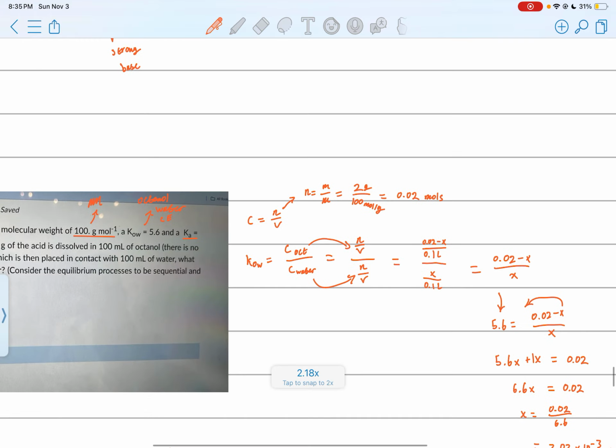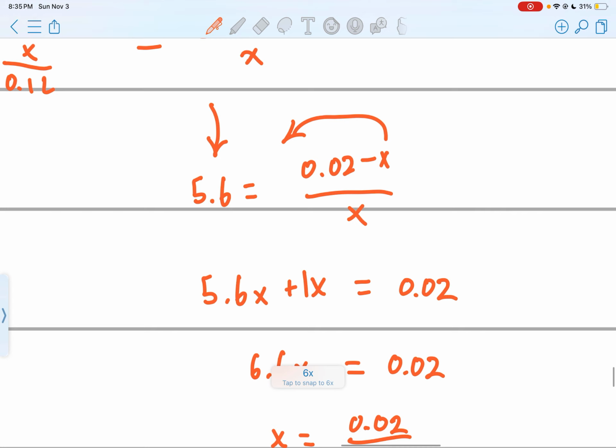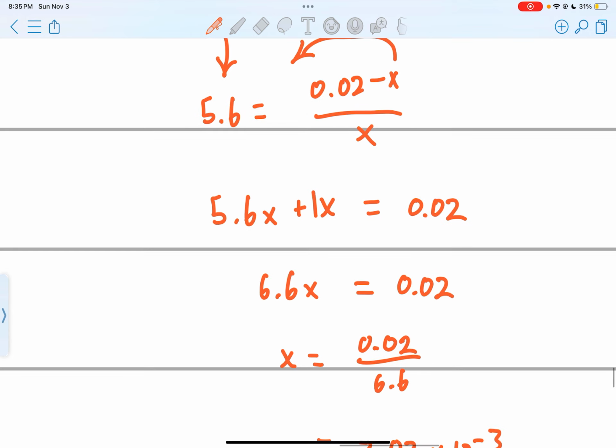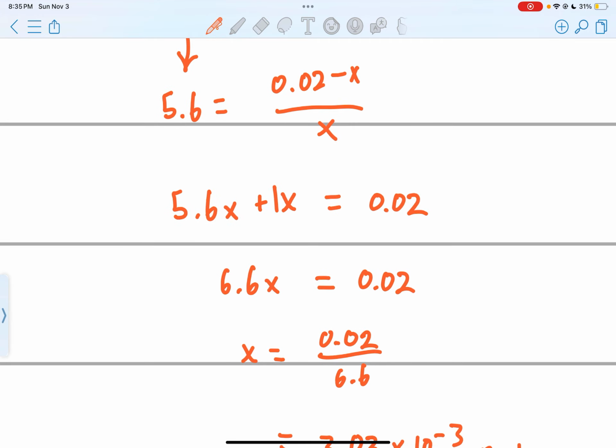Okay, so from here, we set all of this equal to the KOW, right? And our given KOW was 5.6 right here. So 5.6 equals this equation, and this is where having x in the denominator is really favorable to us because we multiply x on both sides, and we get 5.6x on this side, and then this side's denominator disappears. But I also brought over the x in this step here, just because I wanted to do it in one step. So now we have 5.6x plus 1x on the left and 0.02 on the right.